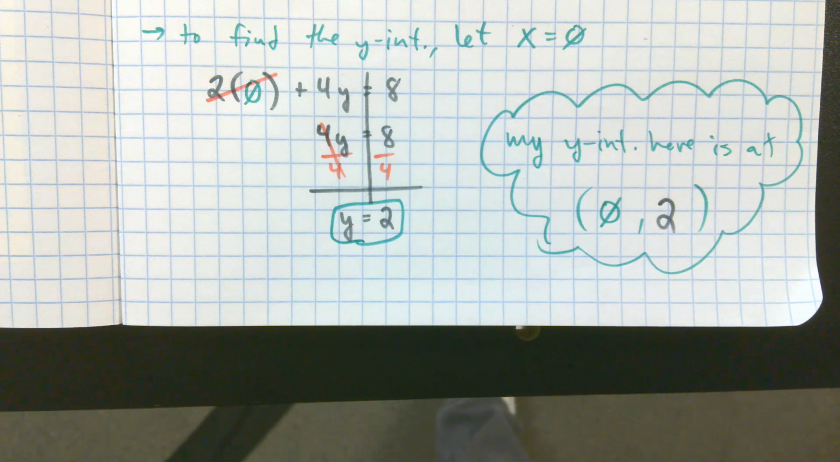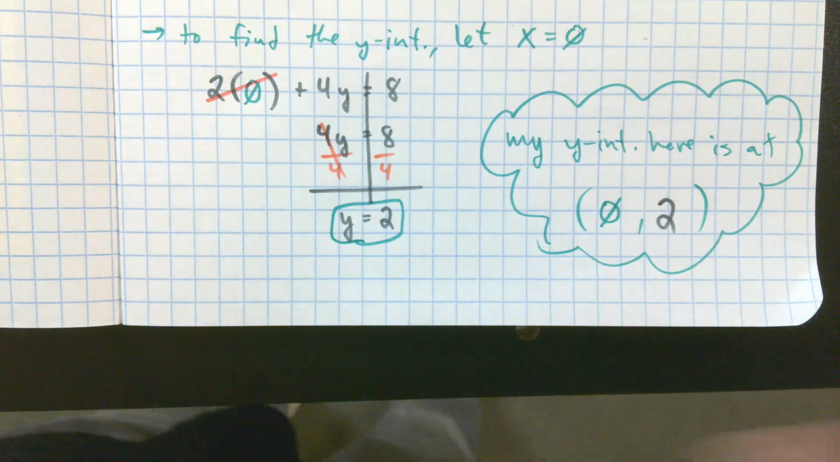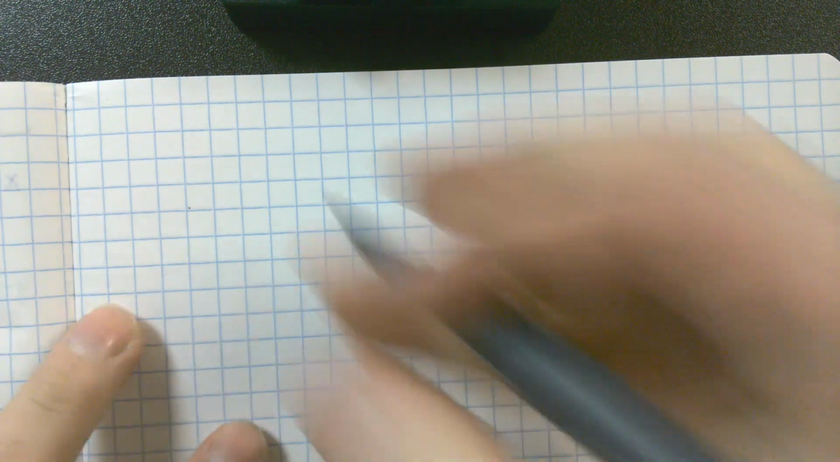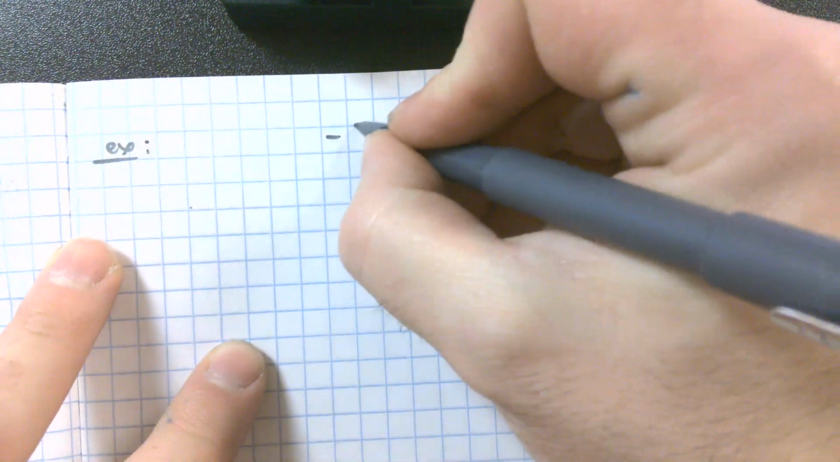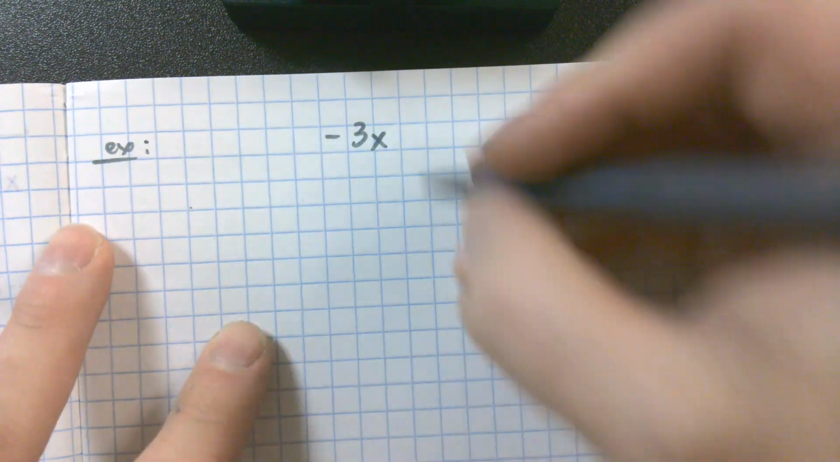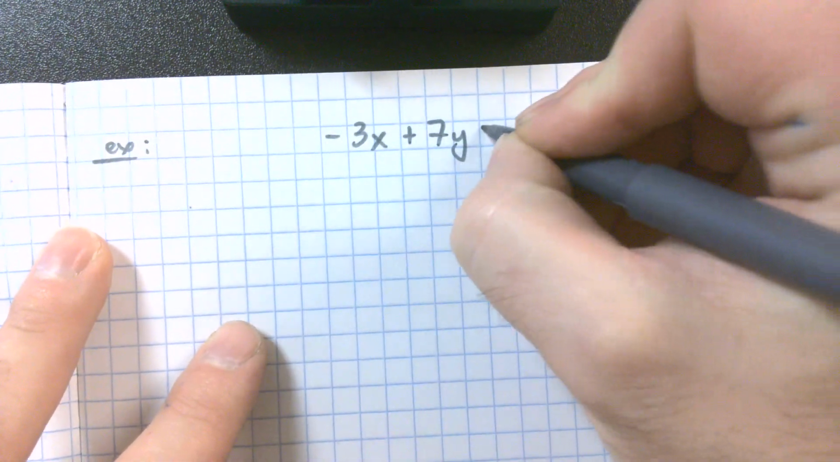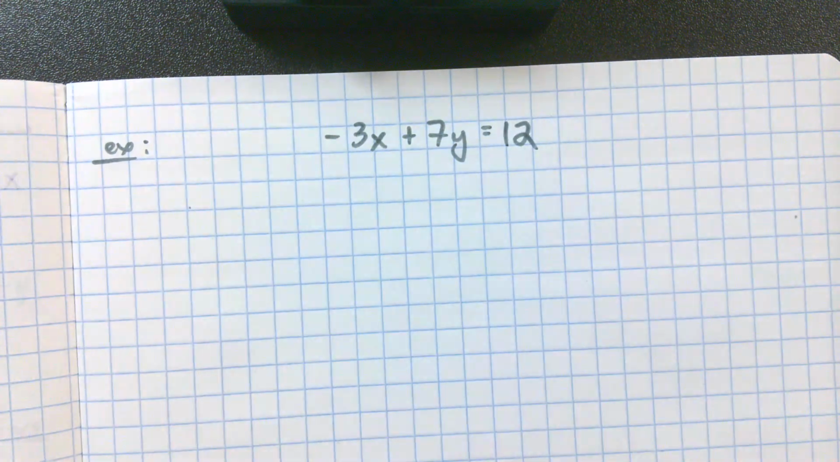Quick show of thumbs, how we feeling so far? Perfect. It's not too bad, right? Let's do one more example. Let's say I've got the function negative 3x plus 7y equals 12.